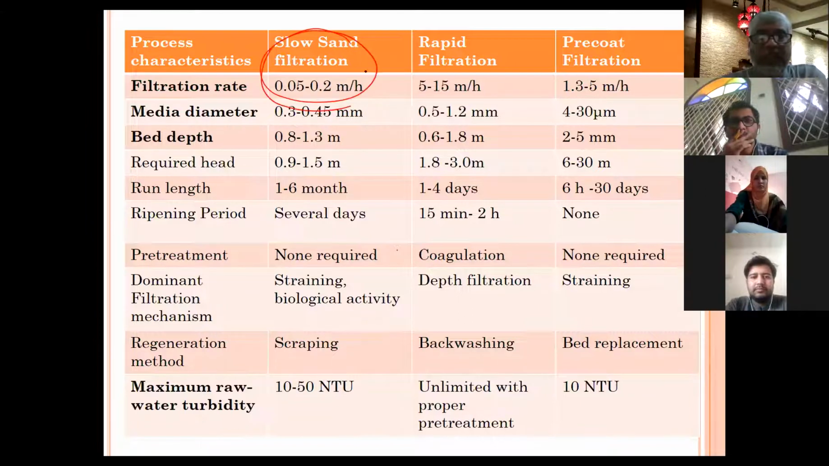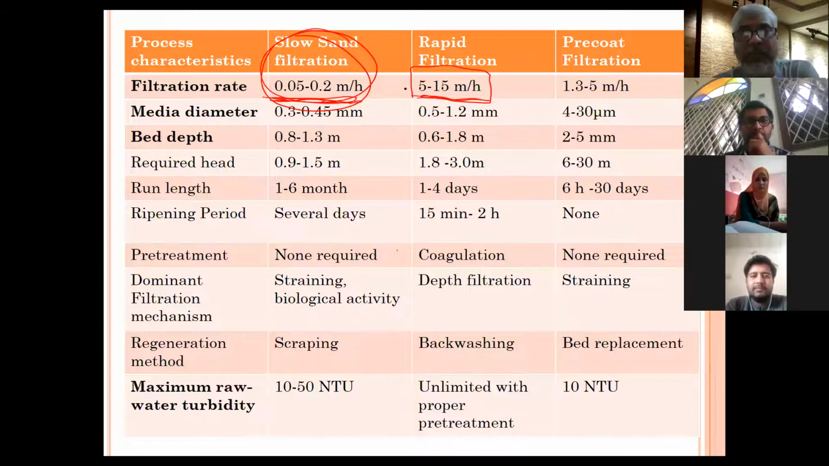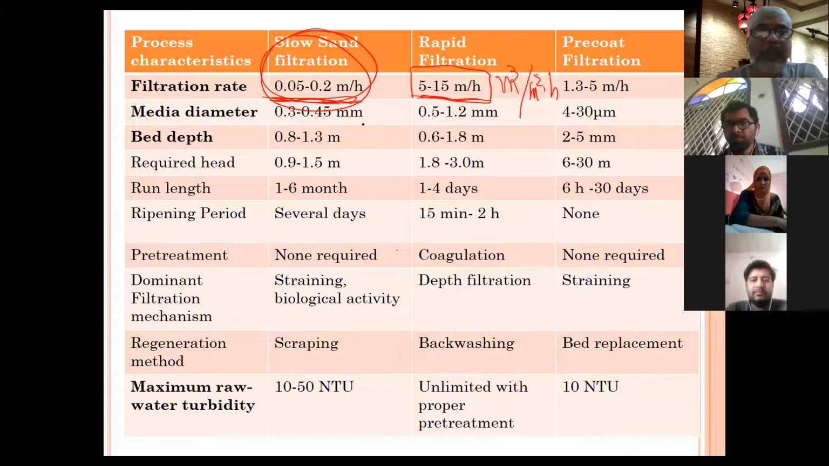In slow sand filtration, we discussed that filtration rate is the most important factor. Based on that, we decide whether it is rapid or slow. So filtration rate is within 5 to 15 meter per hour, and actually this is meter cube per meter square hour. If filtration is within this range, then we call it a rapid filter. Otherwise, we call it a slow sand filter, particularly if the filtration rate is 0.05 to 0.2 meter per hour. The main difference is the filtration rate, which distinguishes what type of filtration this is.